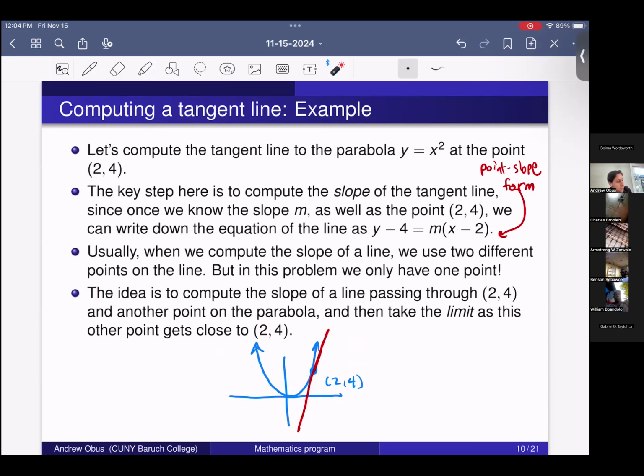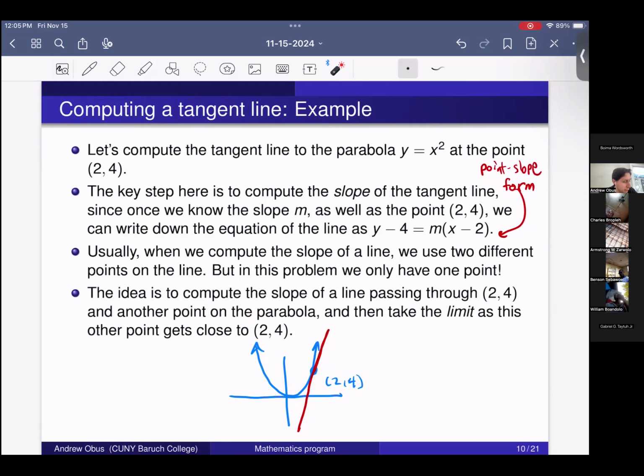Well, the idea is, let's look at the line passing between this point and some other point on the parabola. So we can compute that slope. And then we're going to take the limit as this other point on the parabola gets closer and closer to 2,4. I'll draw a picture of this on the next page. But what we'll see is that as the 2 points get closer and closer together, these lines are starting to approximate the tangent line. Okay, so this is going to be the idea. We're going to carry it out on the next page.